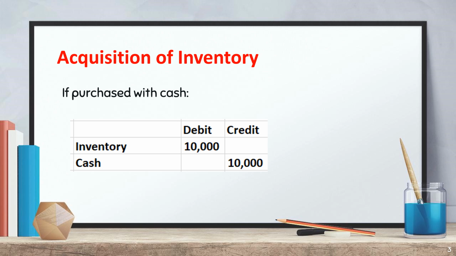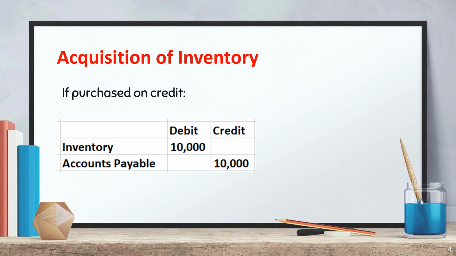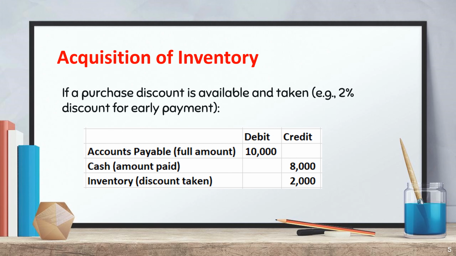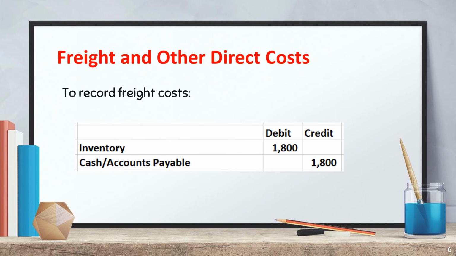When inventory is purchased, the entry depends on whether the purchase was made in cash, on credit, or if any discounts were involved. If purchased with cash, here is the journal entry. If purchased on credit, here is the journal entry. If a purchase discount is available and taken, for example, a 2% discount for early payment, here is the journal entry. Freight and other direct costs associated with bringing the inventory to its location and condition for sale are capitalized into the inventory cost. To record freight costs, here's the journal entry.